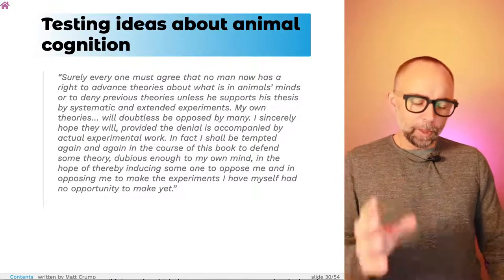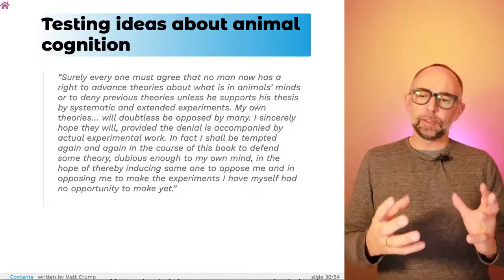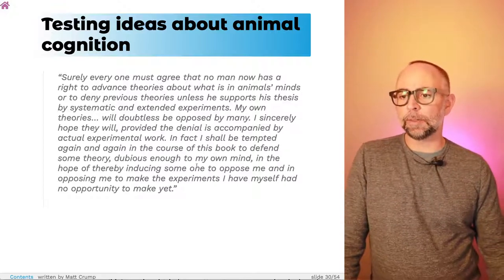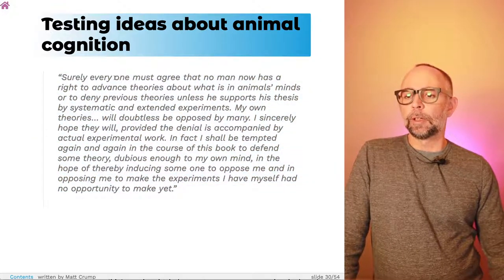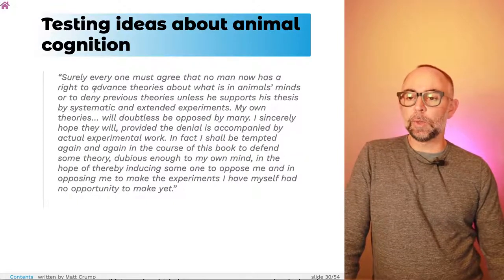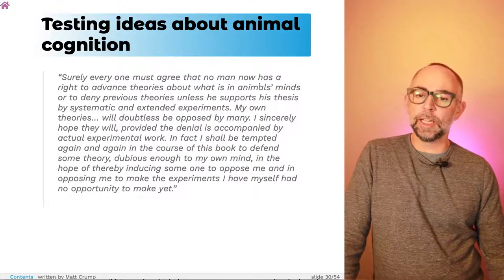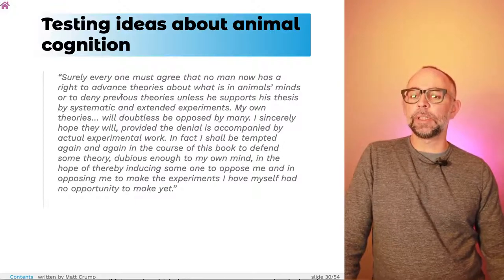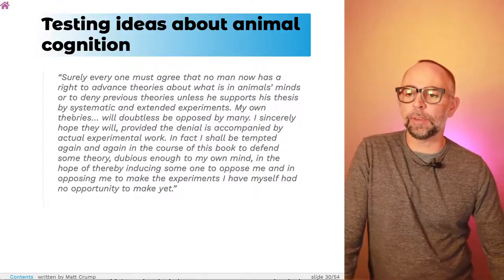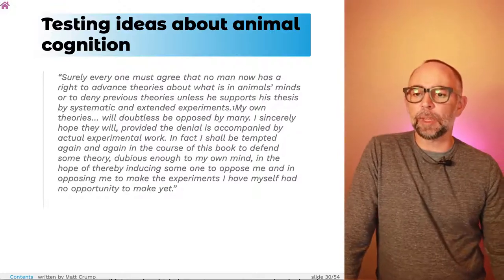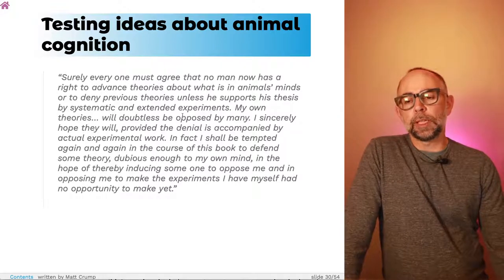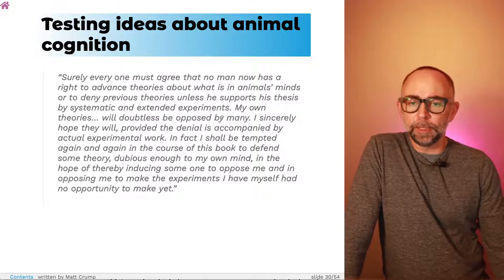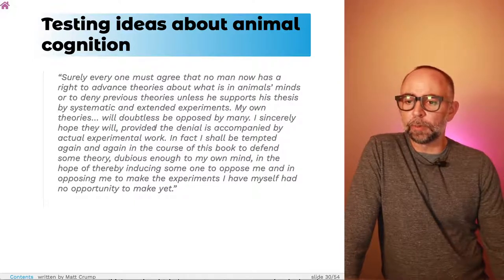So the purpose for Thorndike of putting these animals in these little puzzle boxes was to test ideas about animal cognition. Here's another good quote to work through. "Surely everyone must agree that no one now has a right to advance theories about what is in animals' minds, or to deny previous theories, unless they support their thesis by systematic and extended experiments. My own theories will doubtlessly be opposed by many. And I sincerely hope they will, provided the denial is accompanied by actual experimental work."